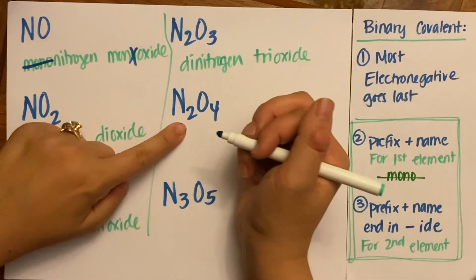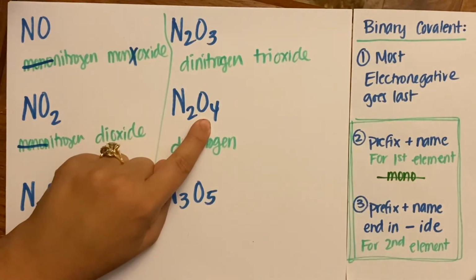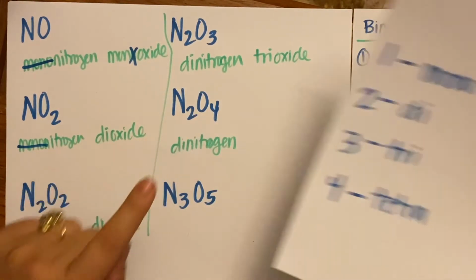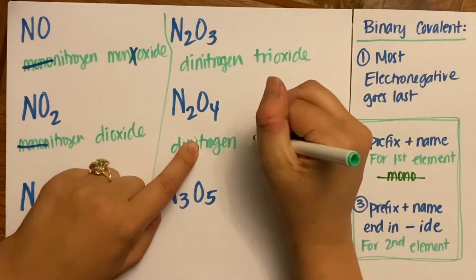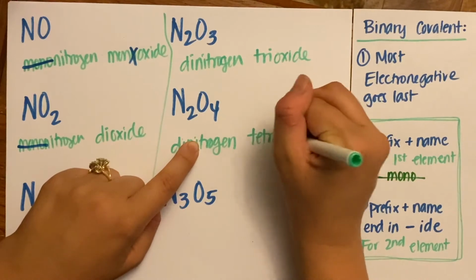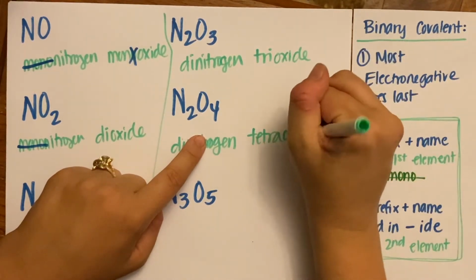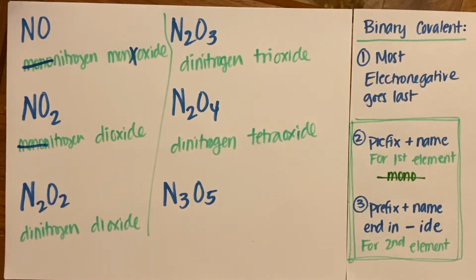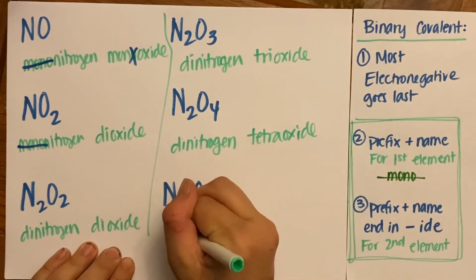Okay, so dinitrogen again, and now it's four oxygens. Four is tetra. This will be tetraoxide. And last but not least, trinitrogen, because it's three nitrogens.